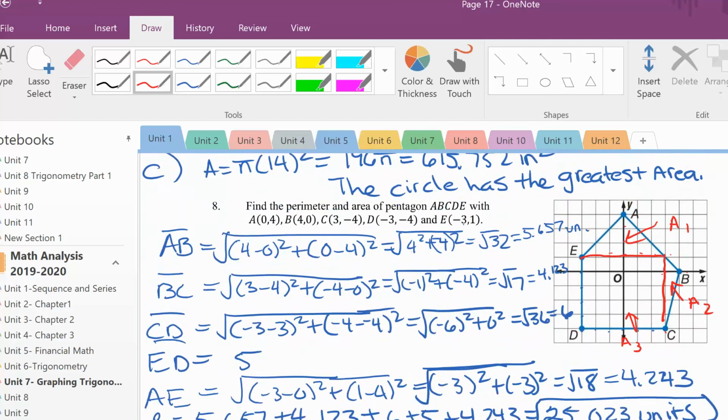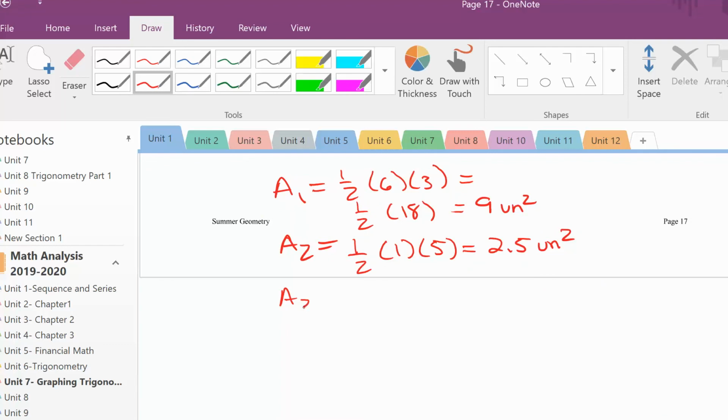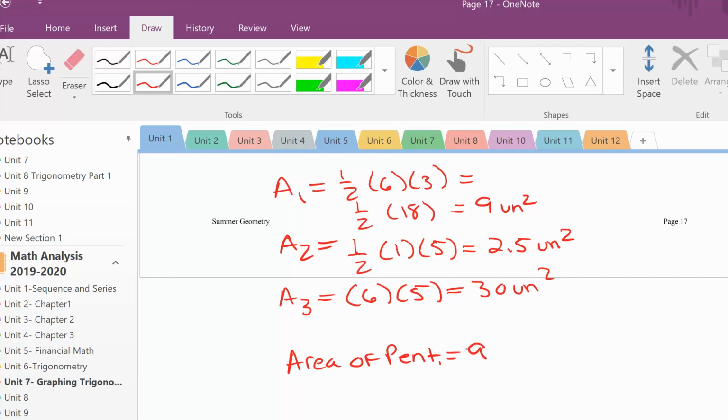And then third, we have the rectangle, because it's 1, 2, 3, 4, 5, 6, and then 1, 2, 3, 4, 5. So it's a 6 by 5 rectangle for the third area. So you just go length times width, which is 30 square units. So if you add up for the area of the Pentagon, it's 9 plus 2.5 plus 30, which is 41.5 square units.